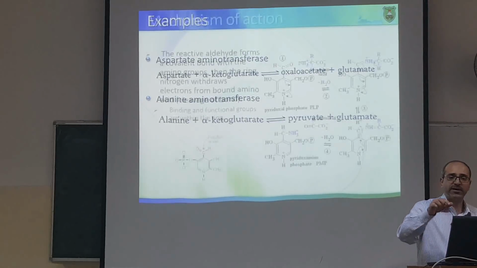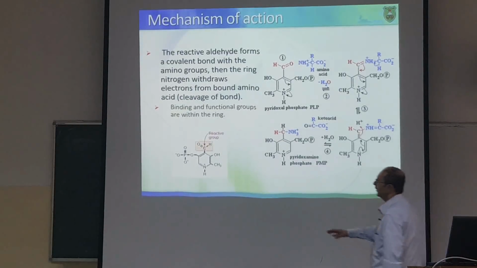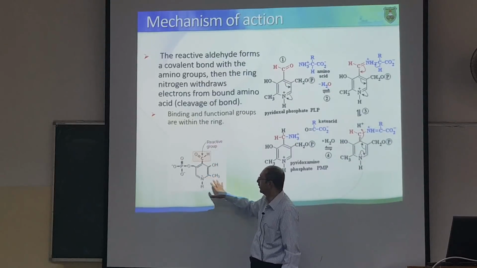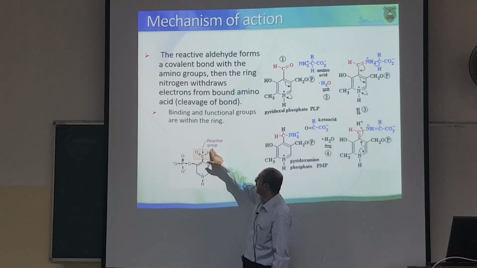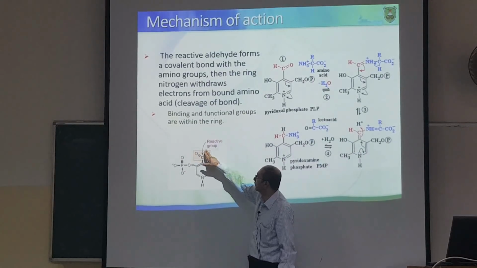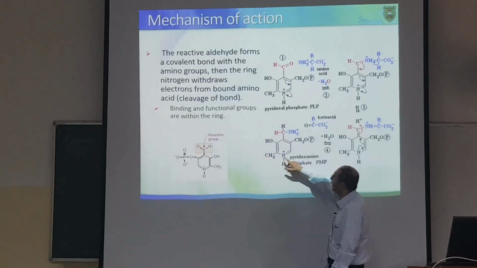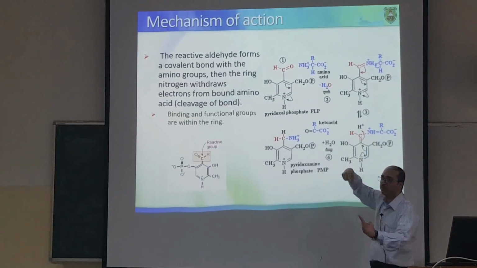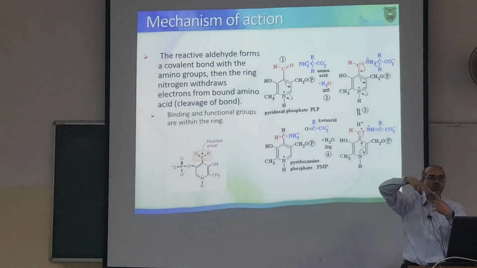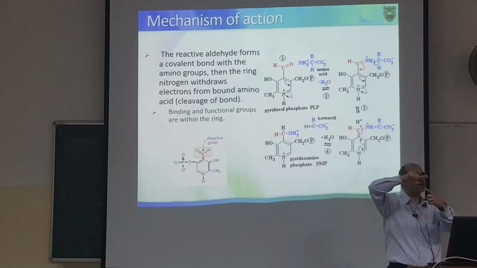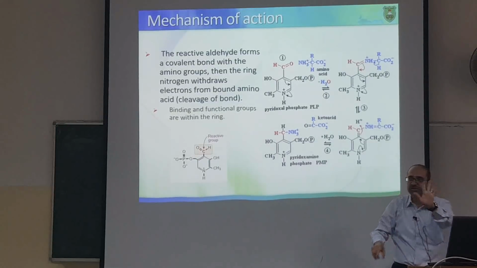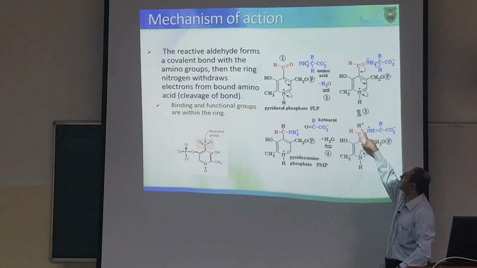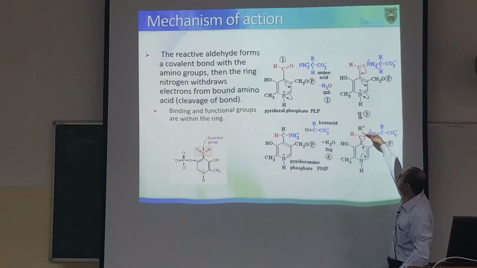طب ايش هي الميكانيزم اوف اكشن؟ حكينا انه هذا هي الجروب. This is the reactive group right here. وعندي binding group موجود عندنا هون. This is the important group right here. هذا reactive one. What it does is it accepts, بتصير تعمل covalent bond مع الأمينو group أو مع الأمينو acid. يصير تعمل electron rearrangement which I don't care much about. وبعدين ترجع مرة ثانية الإلكترونز لفوا أجبر.